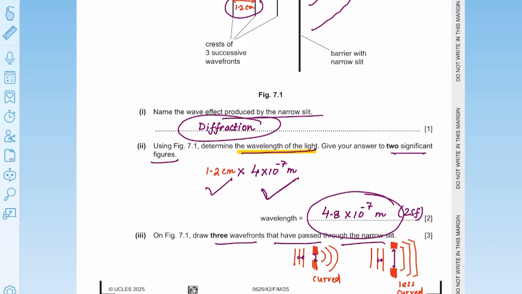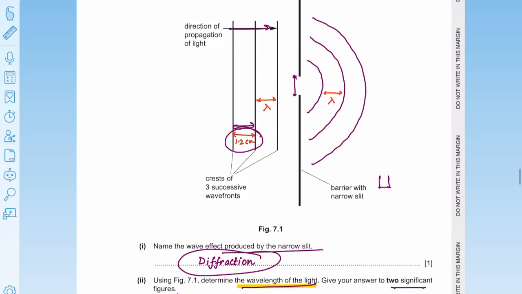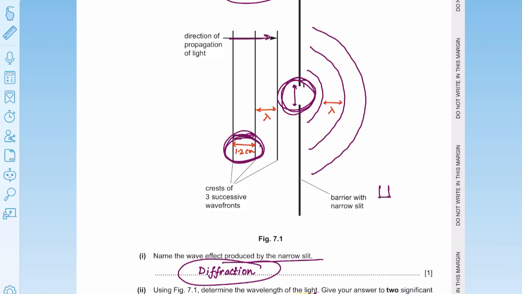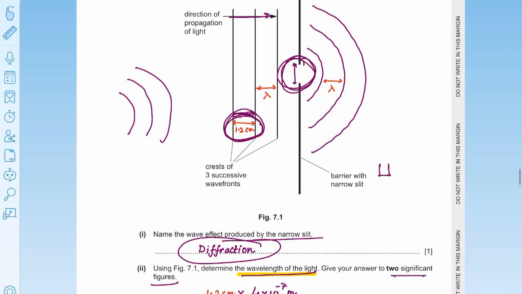Draw three waveforms that are passed through the narrow slit. Remember this one, okay? If the gap and the wavelength are nearly equal, then we can expect this curve-like shape. You can see here, right? A curve-like propagation of light. You can see diffraction.